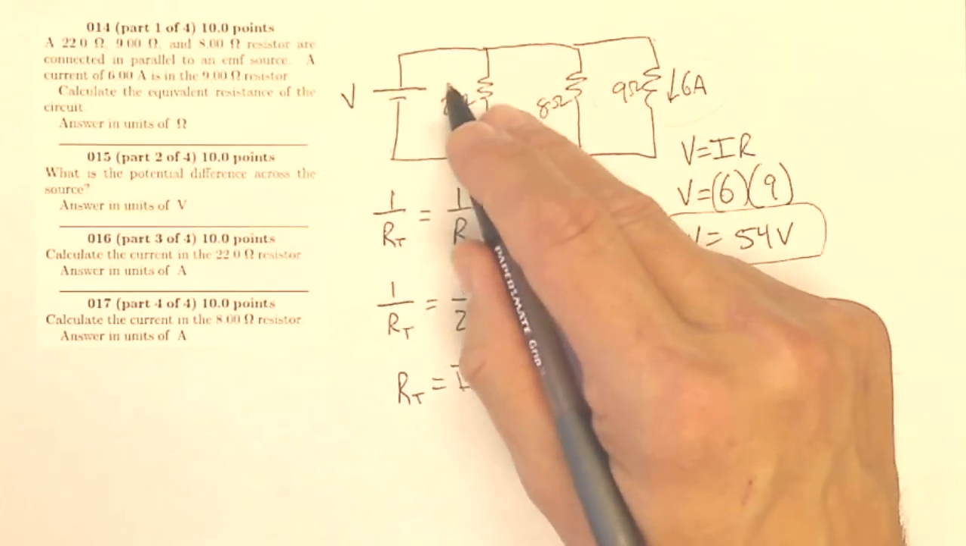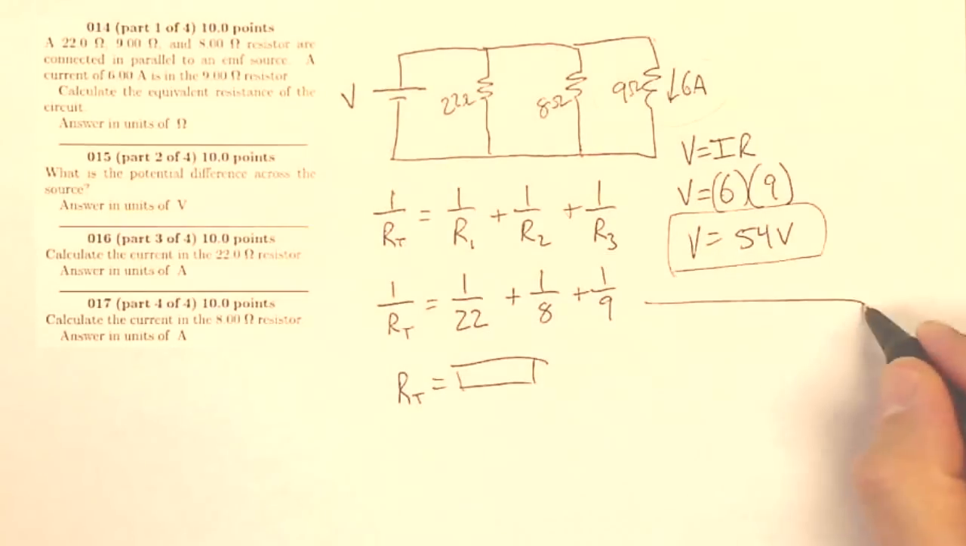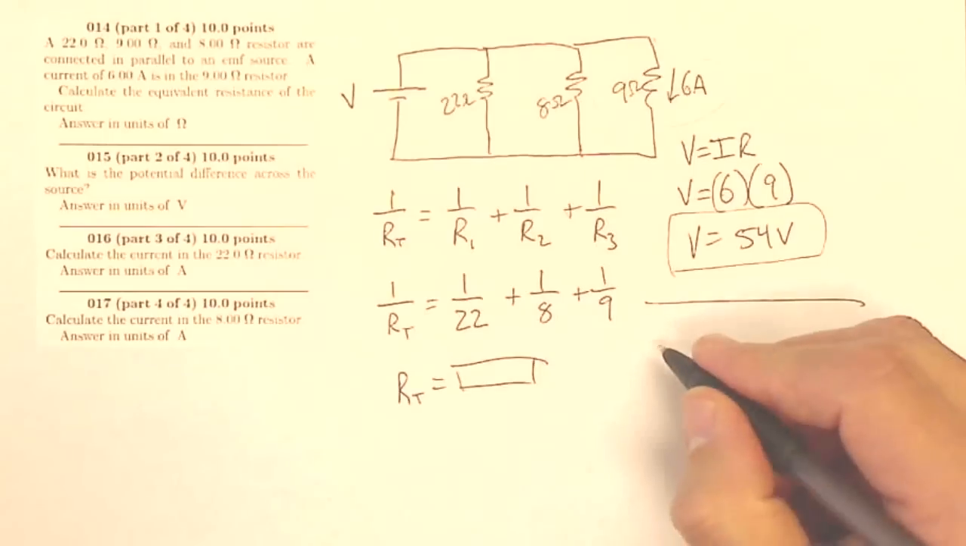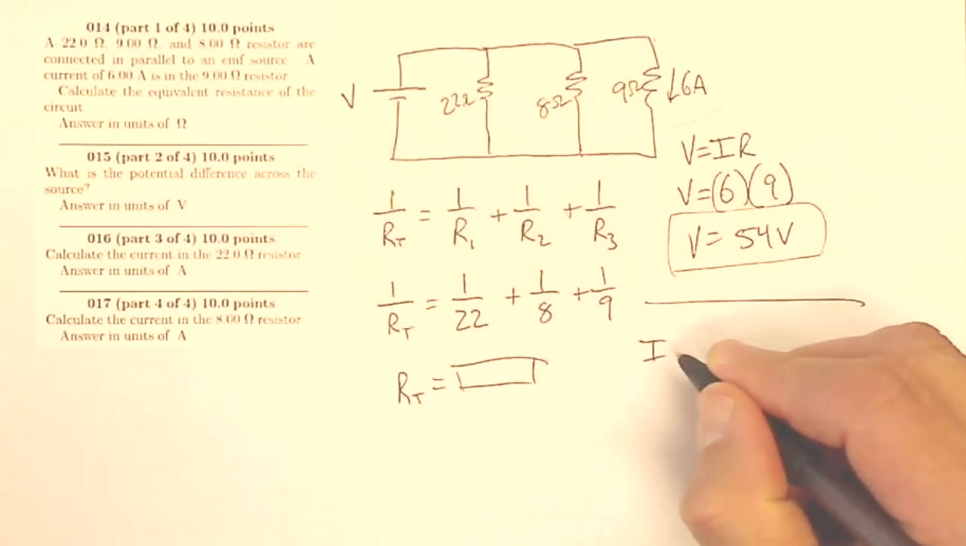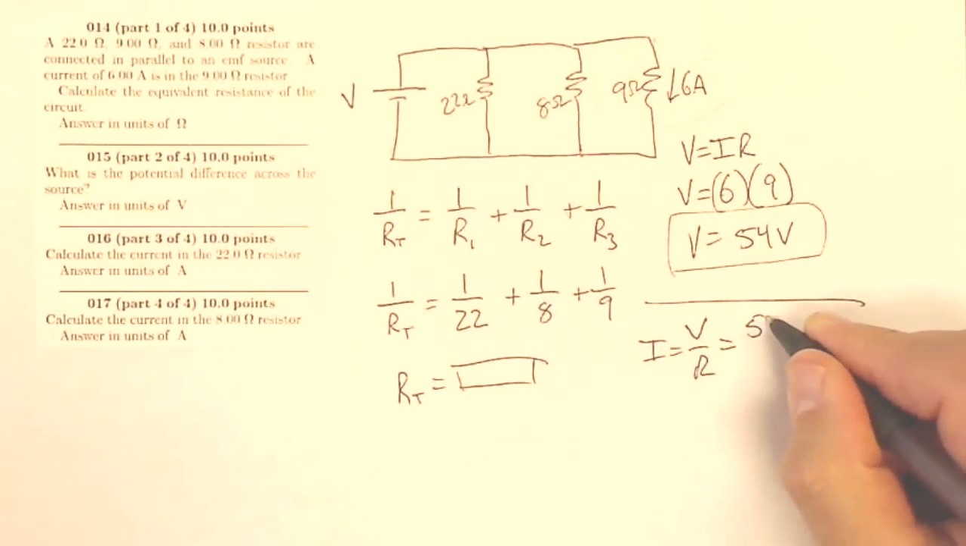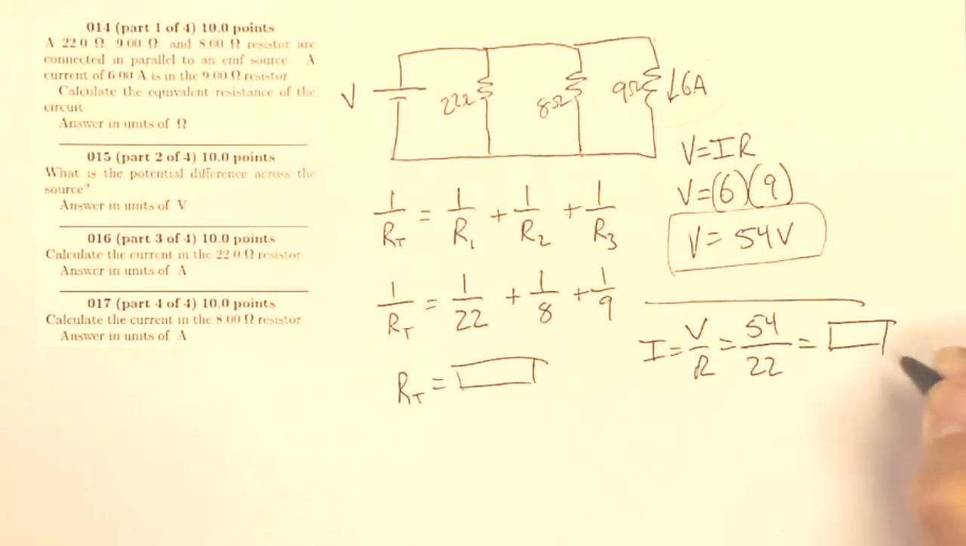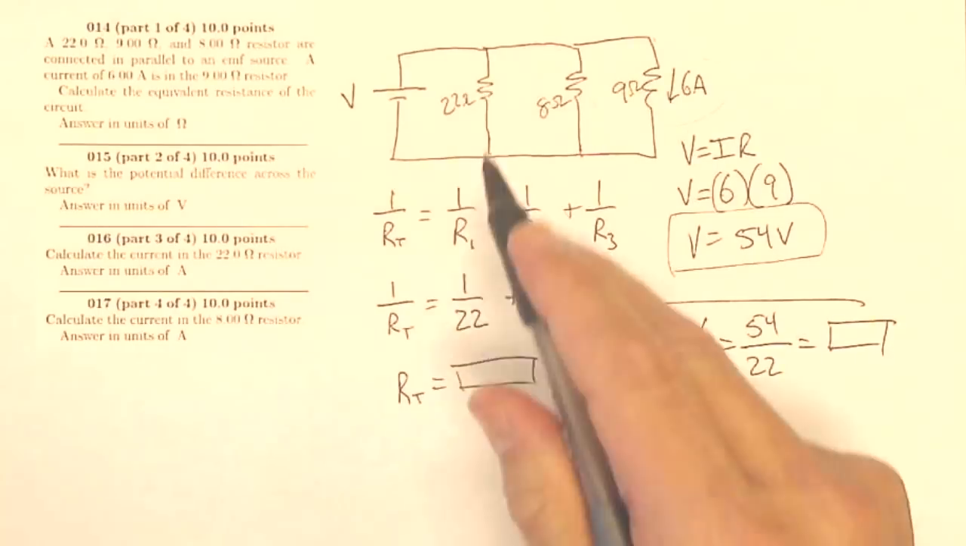Question 16 says calculate the current in the 22 ohm resistor. So now I know that the voltage is going to be the same because the voltage is the same everywhere. So for the 22 ohm resistor, I want the current. So I'm going to get I equals V over R. So for me, that's going to be this 54 volts divided by my 22 ohms resistance, and that's going to give me my current through that resistor.